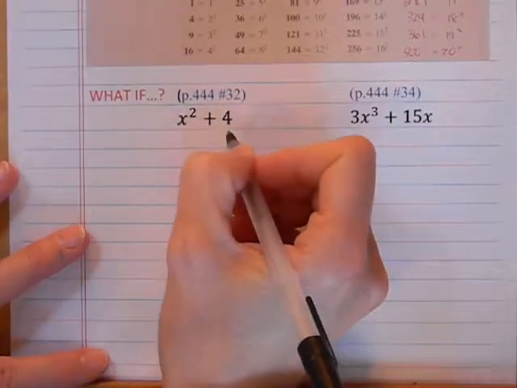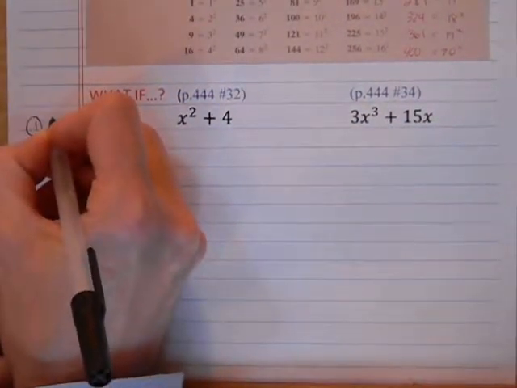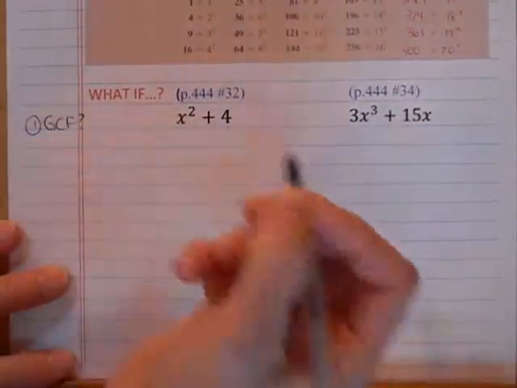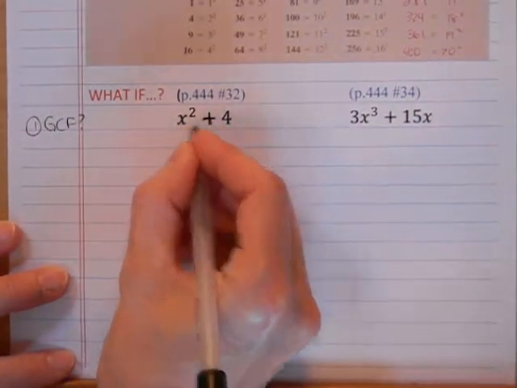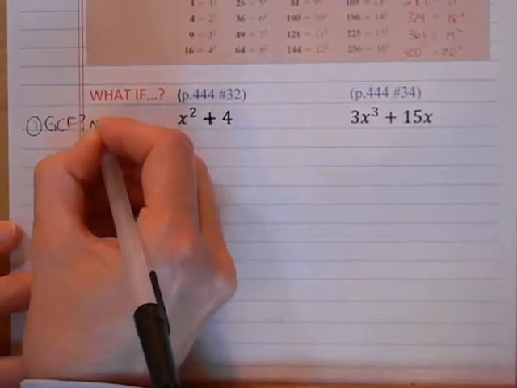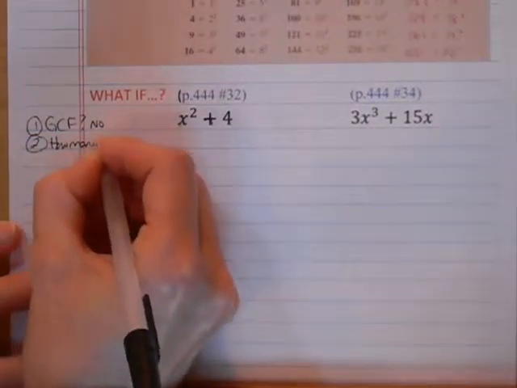What do you have? x squared plus 4. Again, we're going to get really boringly good at factoring. We ask ourselves, is there a GCF? Is there something both terms have in common? The plus is what helps separate the terms. There's no GCF here. The second question we ask is, how many terms are we dealing with?